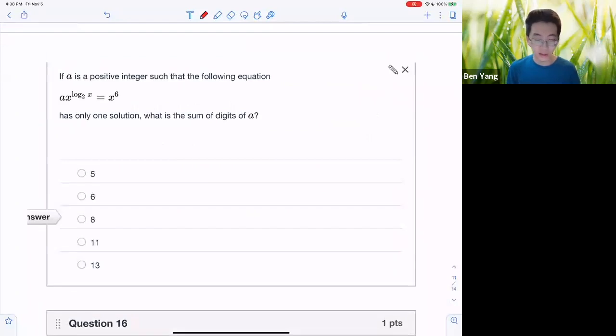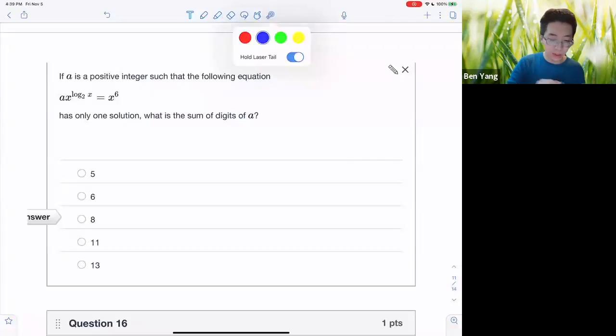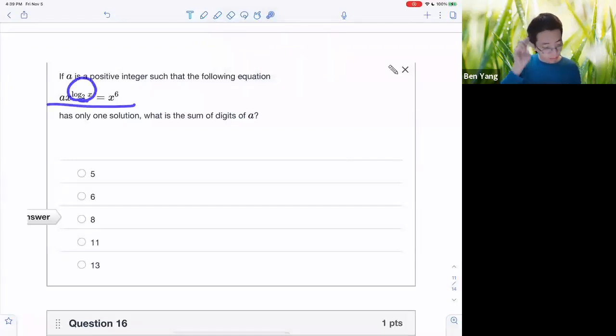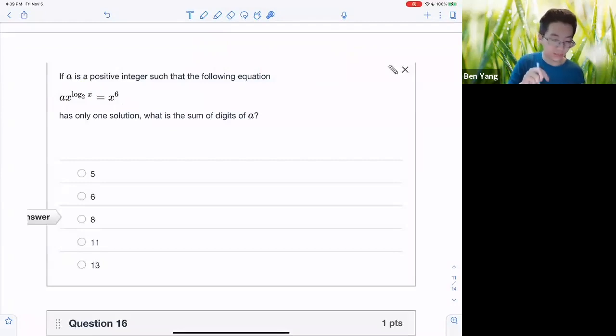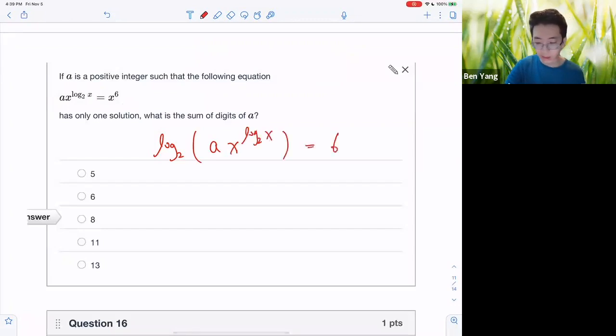A is a positive integer such that the following equation has only one solution. What's the sum of digits of A? Okay, so here's a weird equation, but we see log 2 of x. So I have the idea of just doing log 2 of both sides of this equation. On the left, we have log 2 of a x to the power of log 2 of x. On the right, it's just 6 times log 2 of x. We simplify the left-hand side, we have log 2 of a, plus log 2 of x times log 2 of x, which is log 2 of x squared.